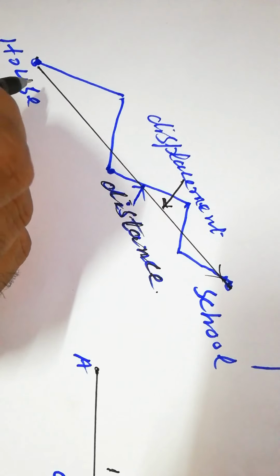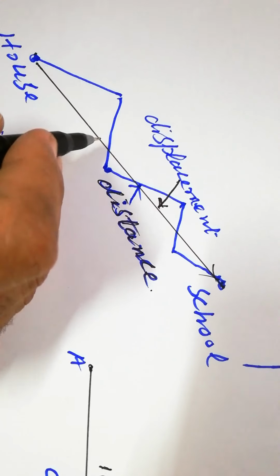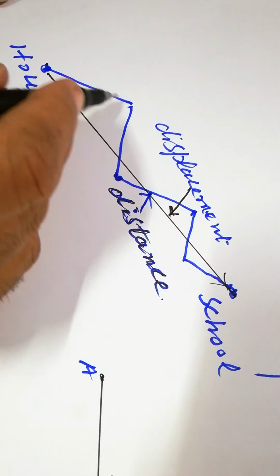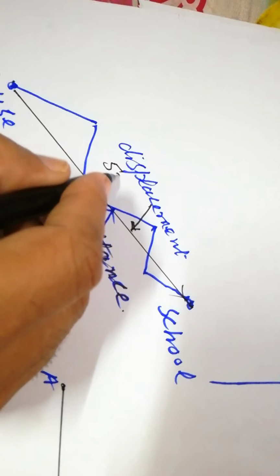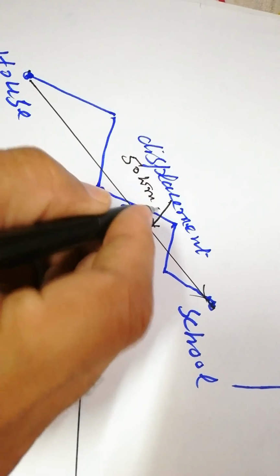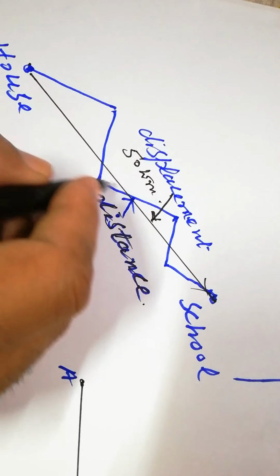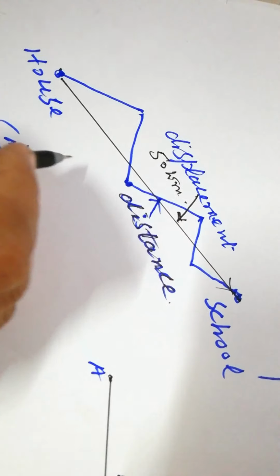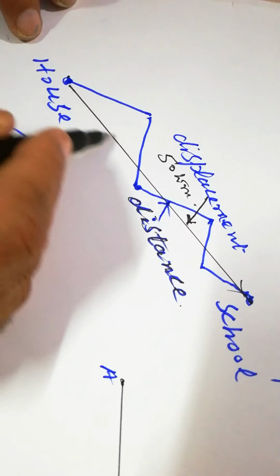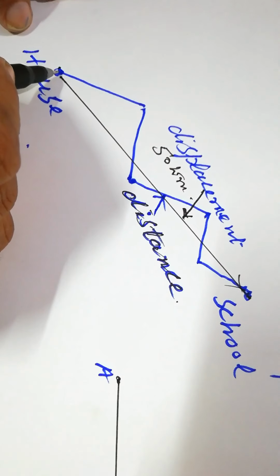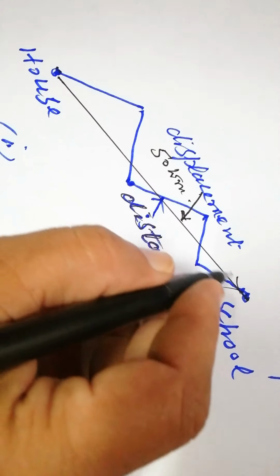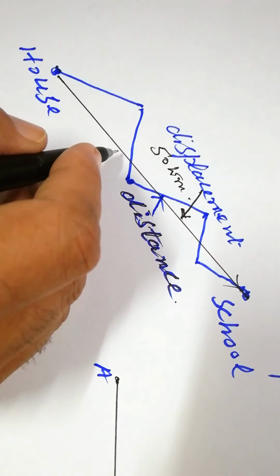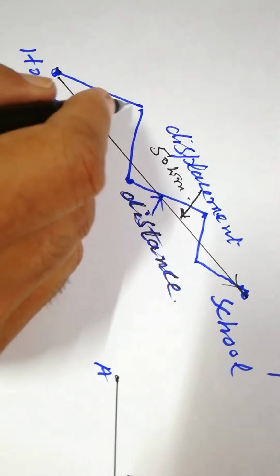So the distance is a real path. Let's suppose its value comes to be 50 kilometers. So distance is a real path, and displacement is the shortest distance between 2 points. I've shown it with a black line. The shortest distance between 2 points is known as displacement, and the real path is named as distance.